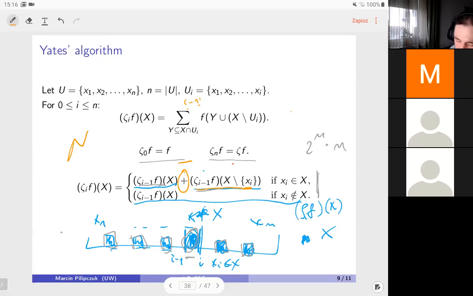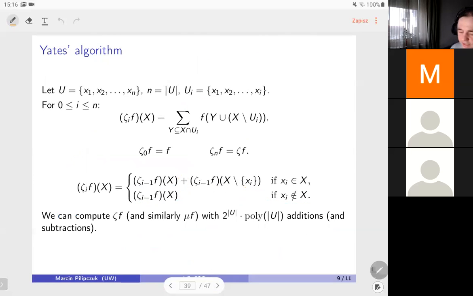But the punchline here is that using 2 to the n time and 2 to the n space times some polynomial, you can actually compute Möbius and zeta transform. And observe that you used only additions here, and for the Möbius one you need to use subtractions. So there are only additions and subtractions used here.